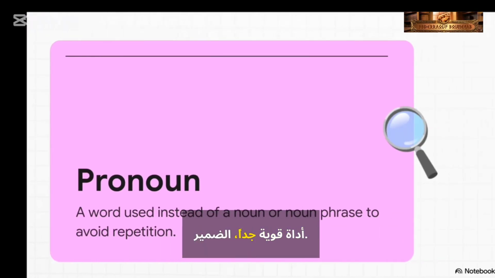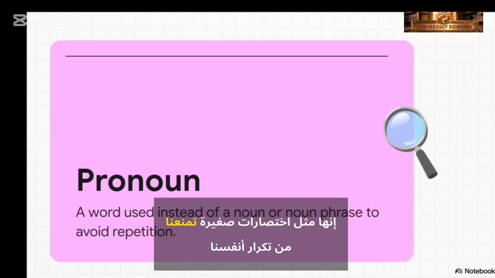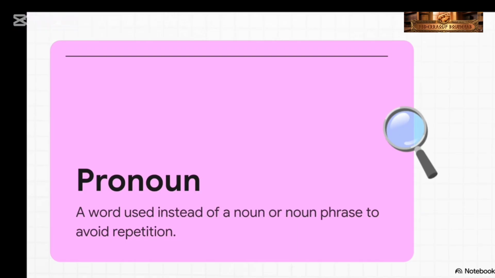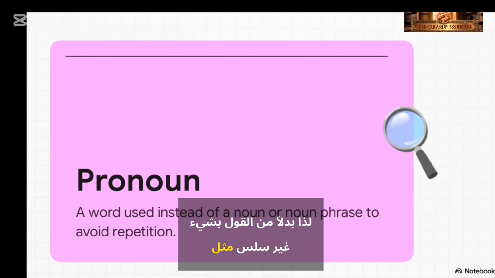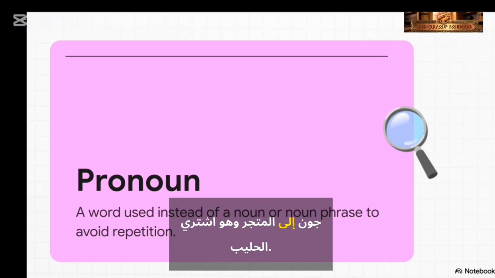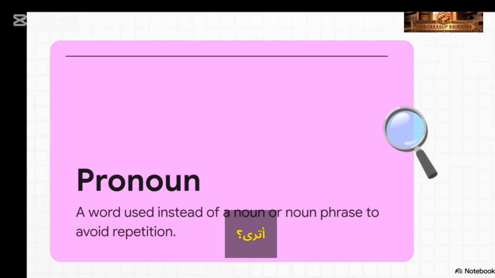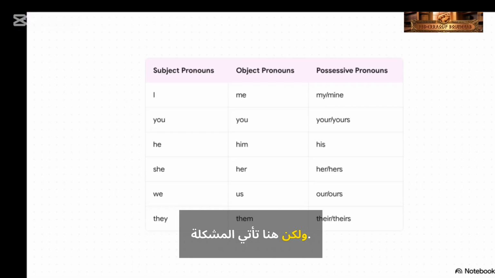Super powerful tool, the pronoun. Pronouns are amazing. They're like little shortcuts that stop us from repeating ourselves all the time. So instead of saying something clunky like, John went to the store and John bought milk, we can just say, John went to the store and he bought milk. See? So much smoother. But here's the catch.